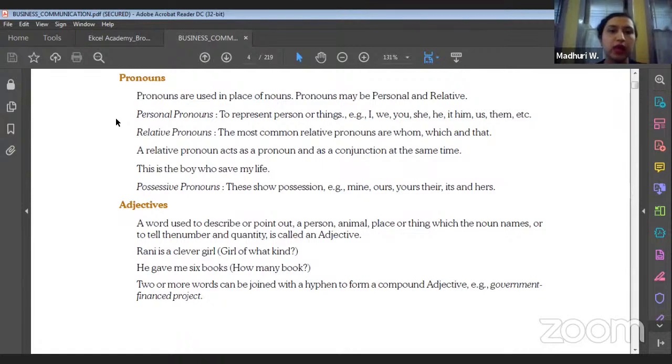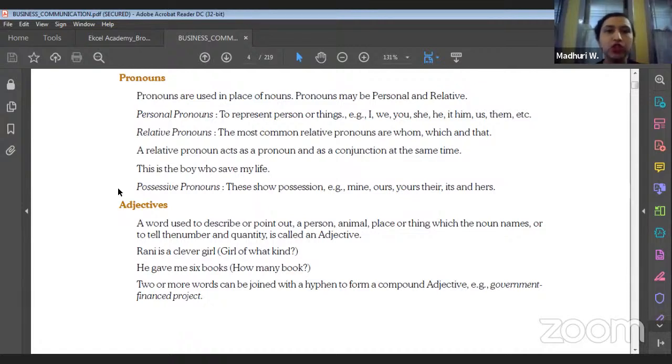A relative pronoun basically is a pronoun which relates ideas or sentences together, for example. So it's like saying whom, which, that, right? This is the boy who saved my life, for example. So a relative pronoun generally acts as a pronoun and joins two sentences at the same time, as a conjunction generally does, right? Then you have also another category called possessive pronouns.